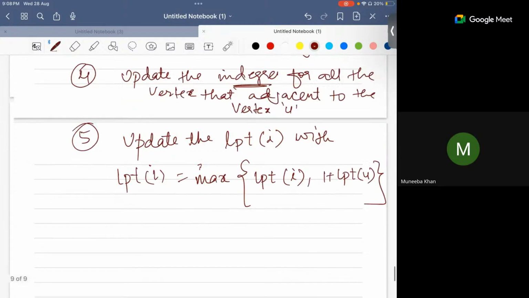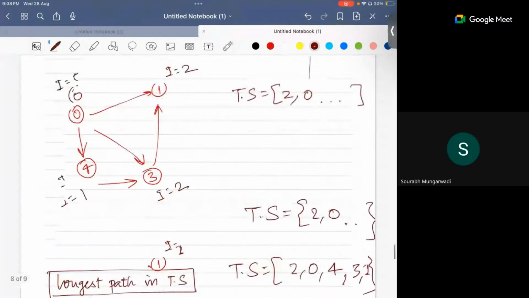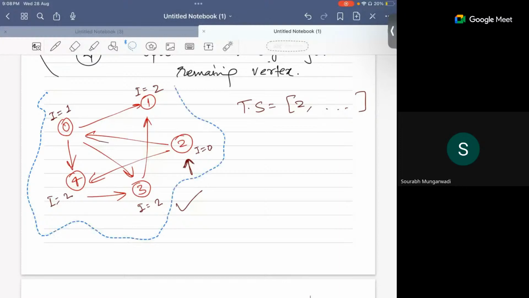Do you want me to solve an example or will you be able to understand this? Please solve the example. Longest path. So the same thing. Okay, example, let's do it. The same example we are solving. Okay, so this is the example that we are dealing with.